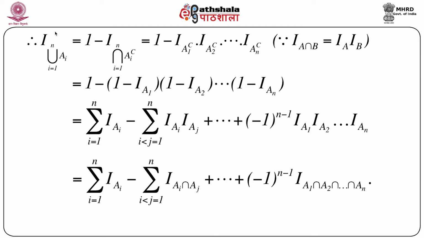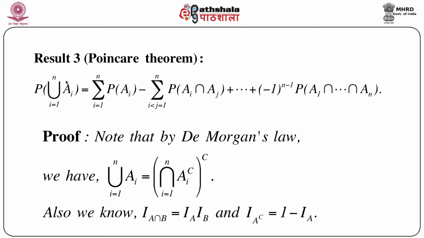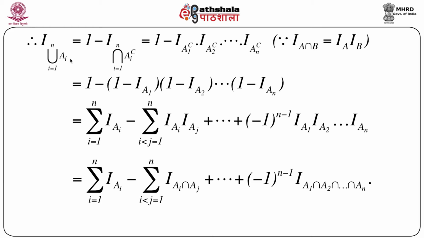Now we start with the indicator function. We are supposed to prove the probability of the union of A_i. Let's start with the indicator function defined on the union of these sets. So I of union A_i, i equals 1 to n, we can write as 1 minus I of the intersection of A_i complement, because we know that the union of A_i is the complement of the intersection of A_i complement, and the indicator function of the complement of a set is nothing but 1 minus the indicator on that set.